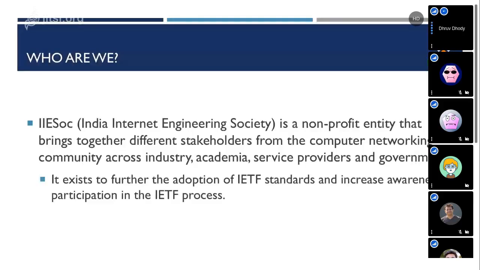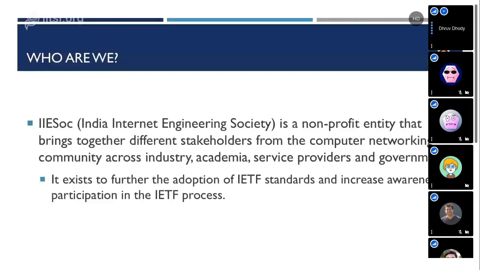So this is our aim, to bring the right set of people together and increase awareness. The people who should be participating, get them there, and some people who are not aware of the standard making but have been involved in writing the code or doing the testing but not in the standard making process, get them aware and bring IETF to them, and also the other way around.